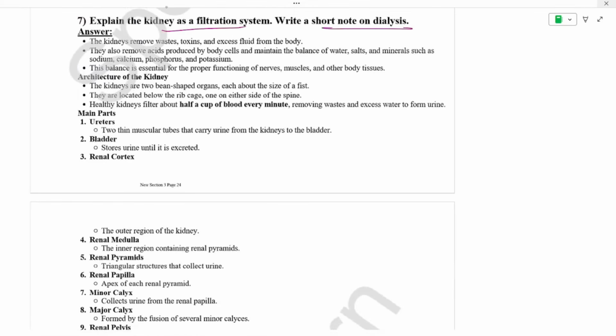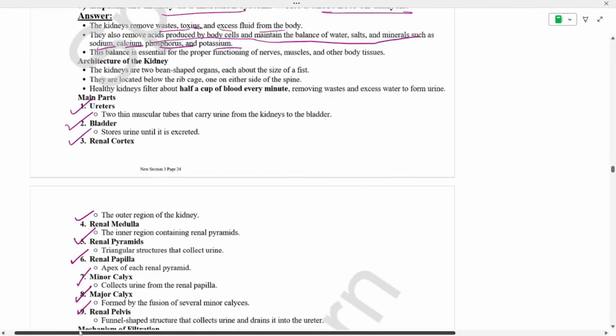Okay, next is about the kidney as a filtration system and about dialysis. Kidney as a filtration system means it will be removing the waste, toxins and excess fluid from the body. They also remove the acids produced by body cells and balance the water, salts and minerals such as calcium, sodium, phosphorus and potassium. If you see the main parts: ureters, bladder, renal cortex, renal medulla, renal pyramids and renal papilla, minor calyx, major calyx and renal pelvis are there.